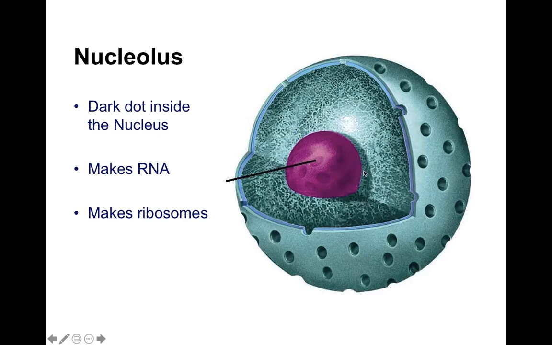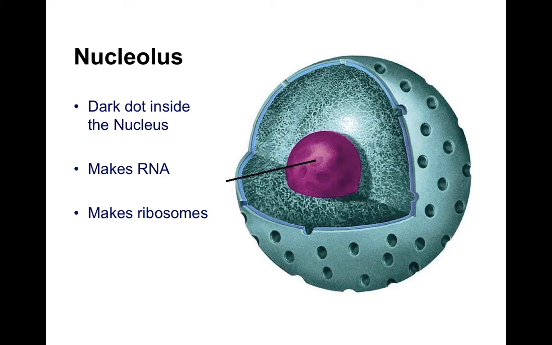So this right here is about the nucleolus. Of course, this structure on the outside, the big large structure, is the nucleus. This purplish, reddish, magenta structure, this would be the nucleolus. The nucleolus makes RNA and ribosomes. It makes RNA and ribosomes.